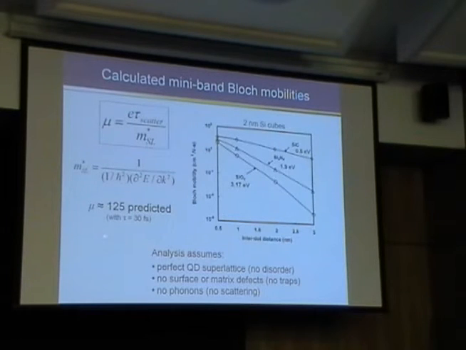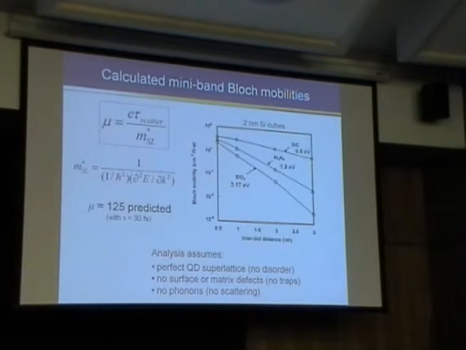And what they found is that, this is a plot of this, and I'll get to that in a second. What they found is that you can get mobilities in this particular simulation up to about 125. And that's with an assumption using tau of 30 femtoseconds. So that's the scattering time, the time between scattering events for electrons.